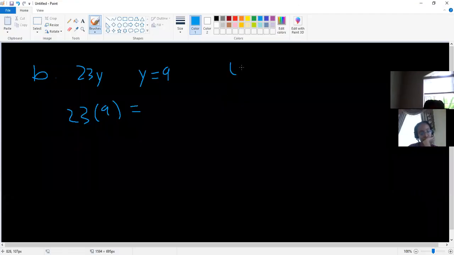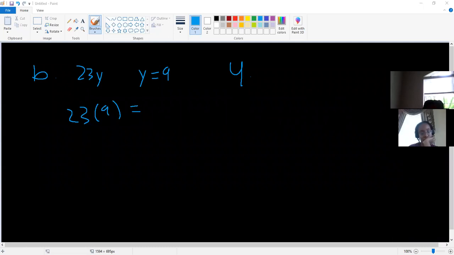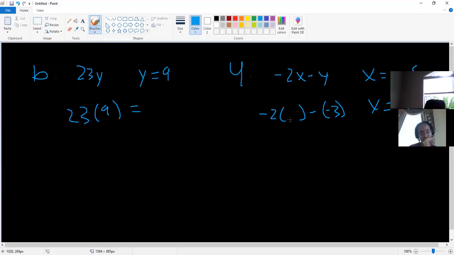Okay, let's do example 4 really quickly. We had negative 2x minus y, where x is equal to negative 5 and y is equal to negative 3. So negative 2, open parentheses, negative 5, and then minus, open parentheses, negative 3. We just plug in the variables.